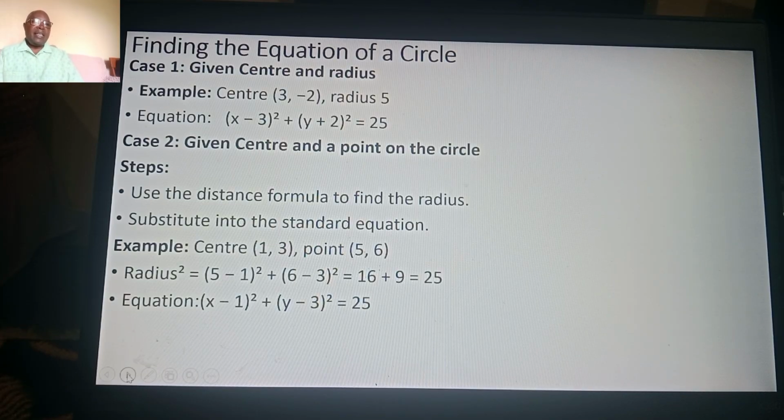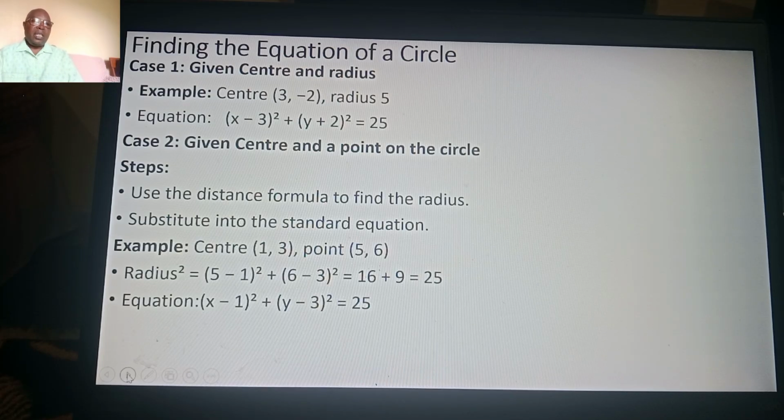Example, given the center 3, negative 2, and radius 5, the equation will be very easy because you just substitute in the general equation and you get, if 3, negative 2 is the center, you have x minus 3 squared plus y minus minus 2, which becomes y plus 2 squared, is equal to 5 squared, which is 25.